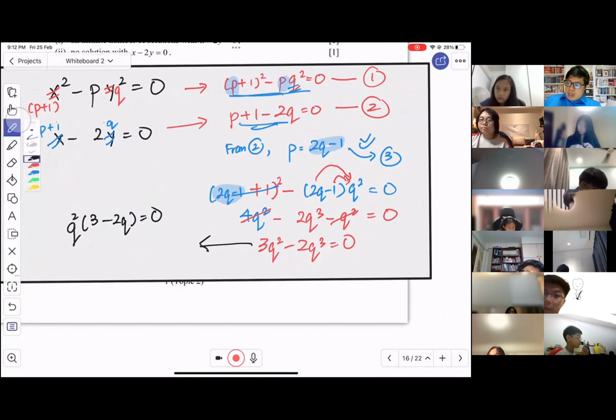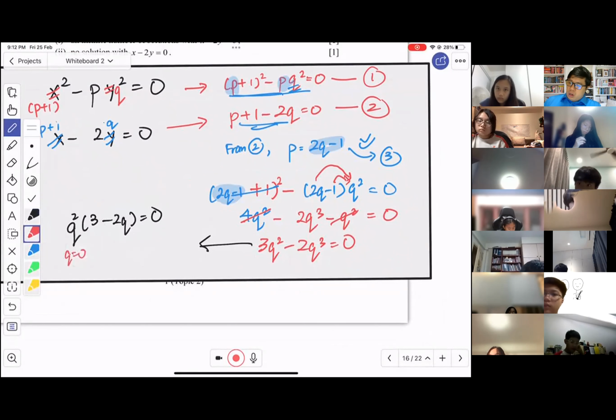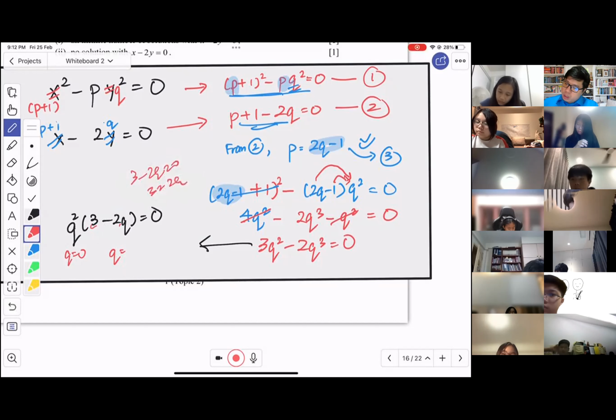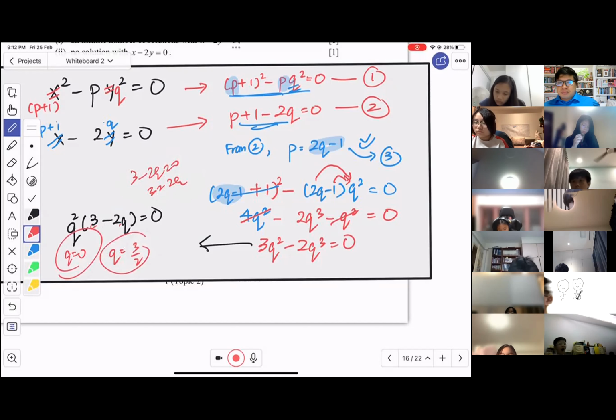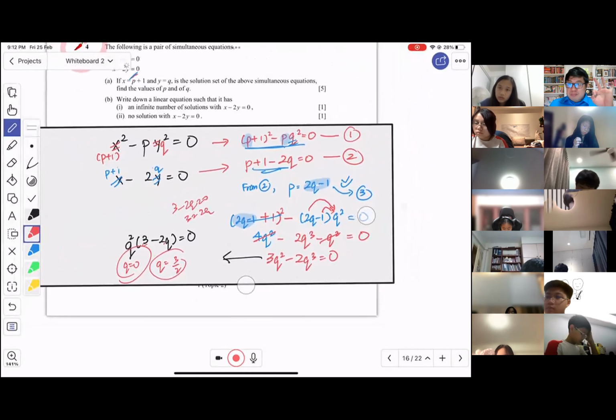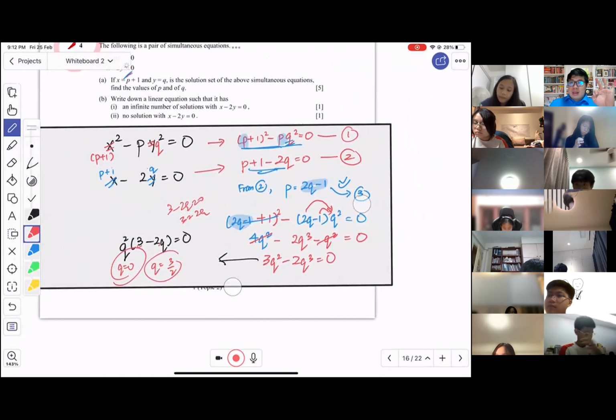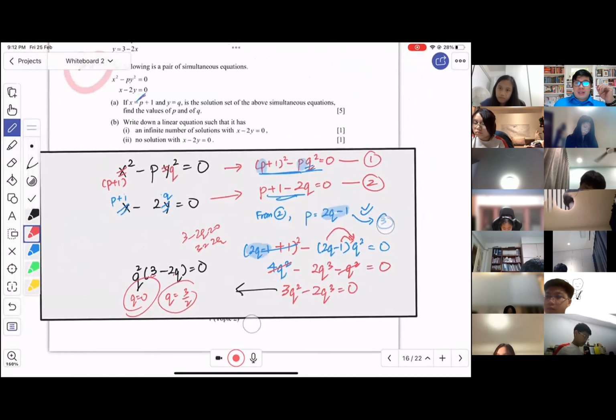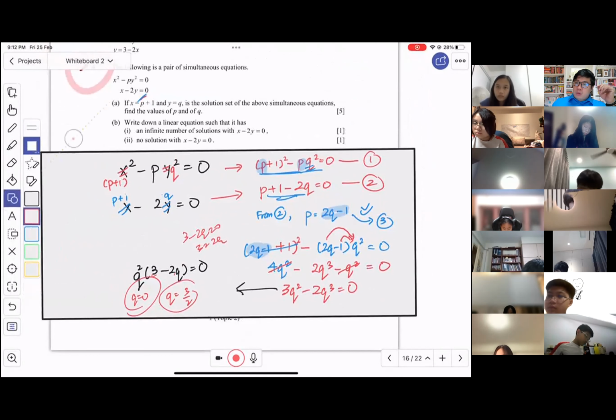So that means q is equal to 0 or q is equal to, let me see, 3 minus 2q equals 0, 3 equals 2q, q is equal to 3 over 2. So far, okay? Now, after that, I want to write down, I copy.